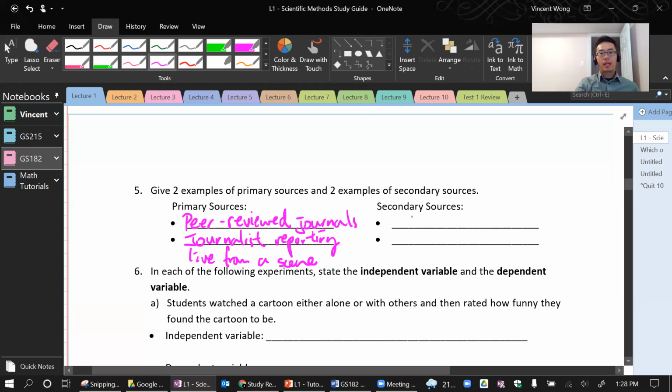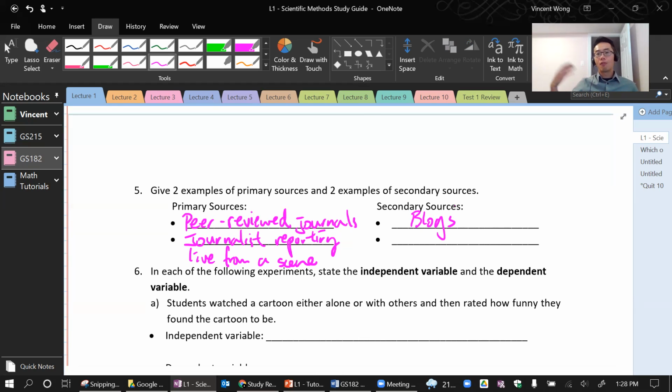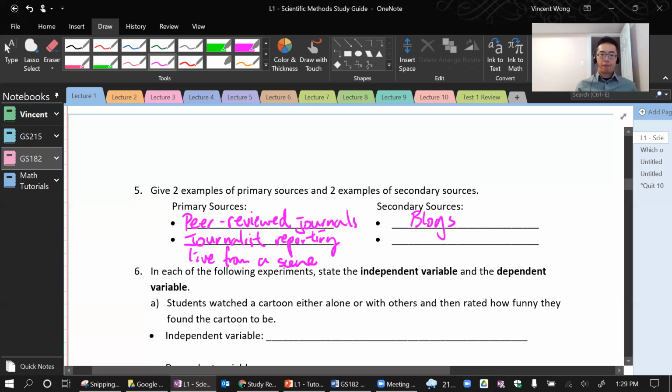Secondary sources would be things like a blog. Okay, blogs are, anybody can post anything. I can write anything I like on a blog and put it on the internet. There is no vetting process. Anybody can read it. And so, it could contain misinformation. It could contain wrong information. It could contain biased information.